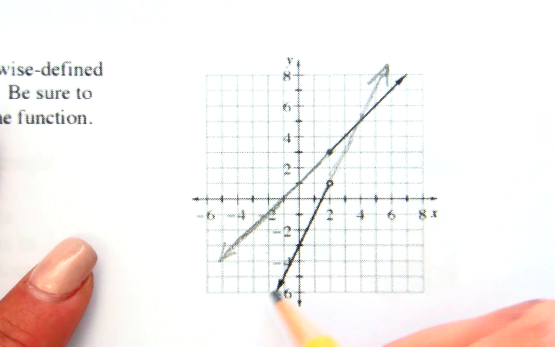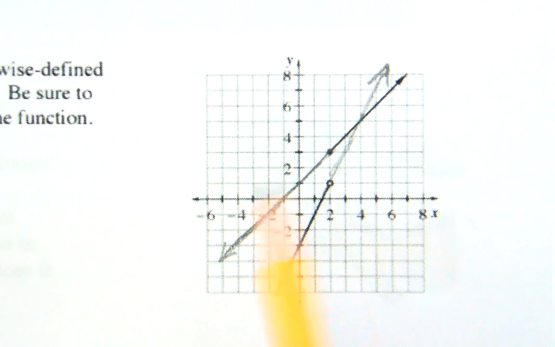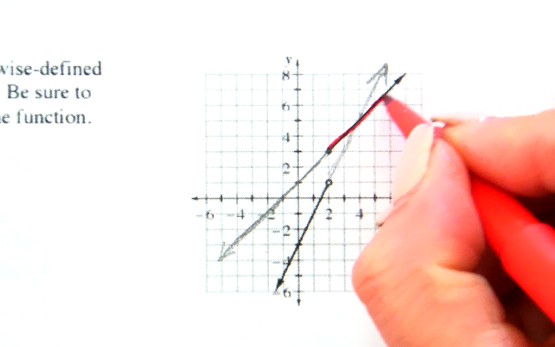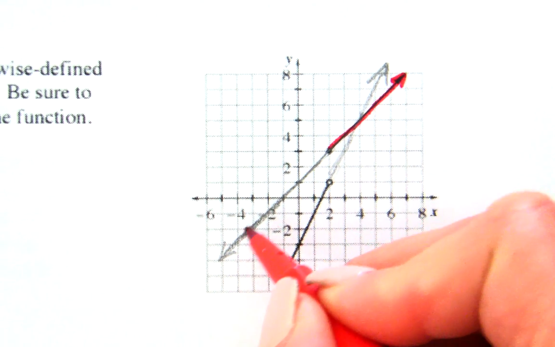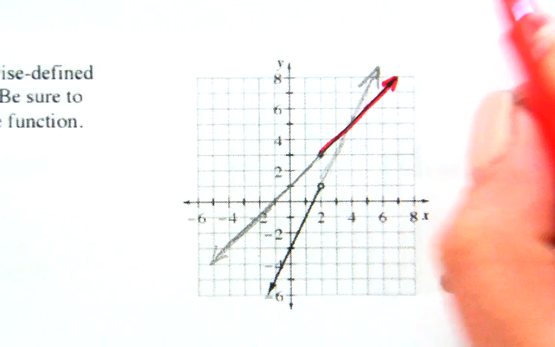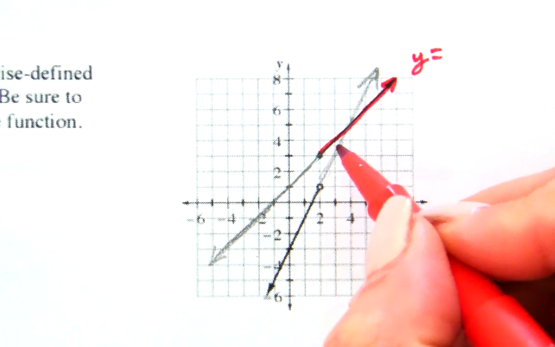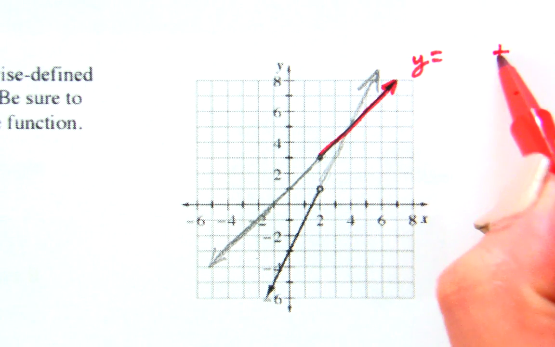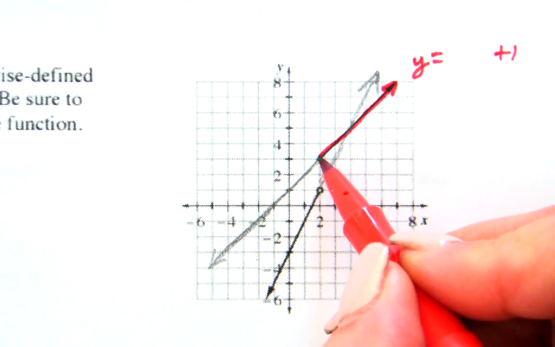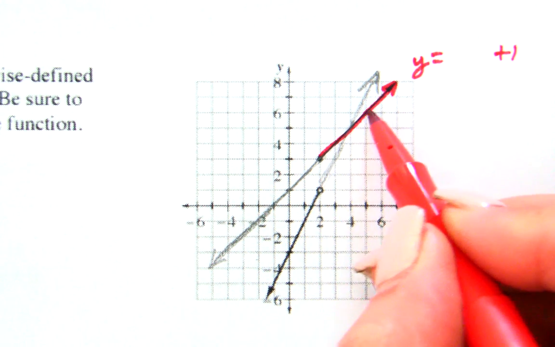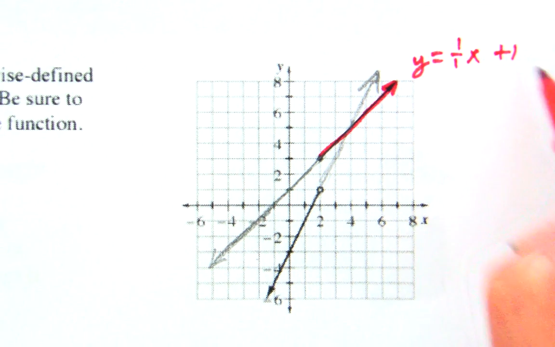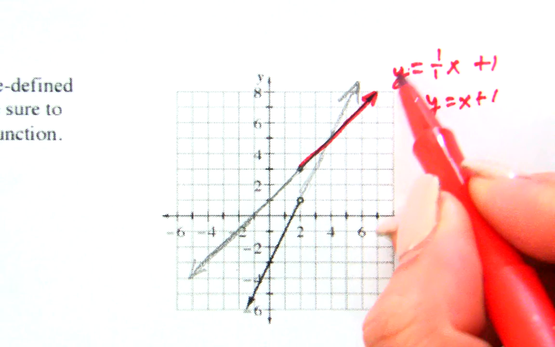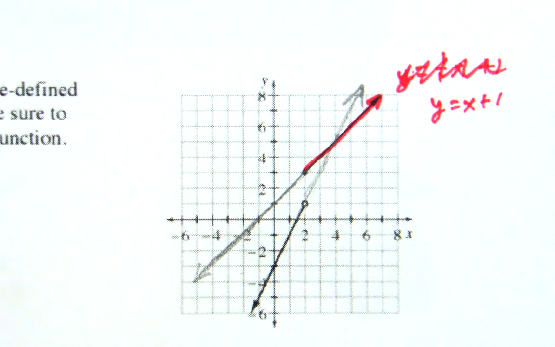And what would the equations of those two lines be? Well, for the one in red, if I were to extend this out and actually write an equation, it would be y equals, it hits at 1, so it would definitely be plus 1. And the slope would be up 1 over 1, up 1 over 1. So it'd be 1 over 1 x plus 1, or better known as just y equals x plus 1.